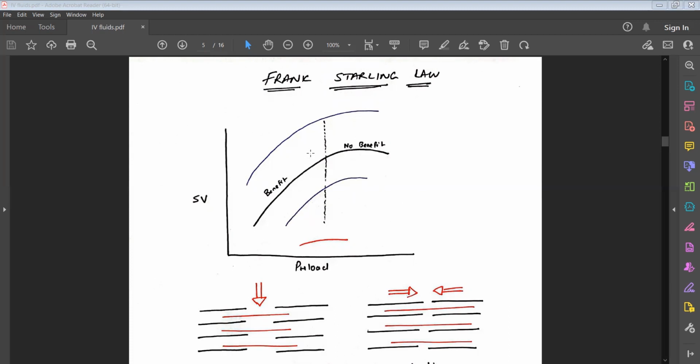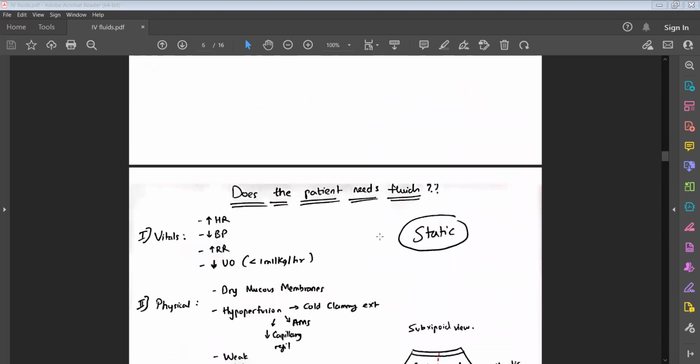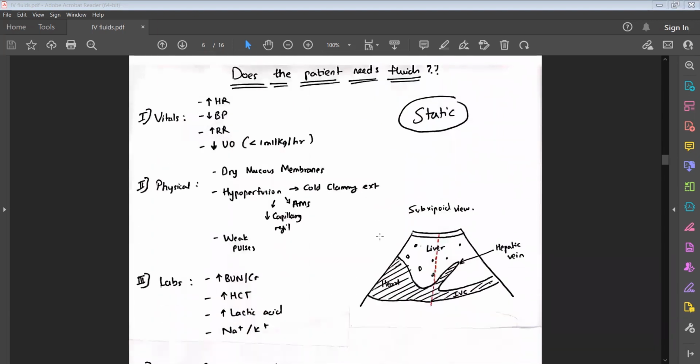Now, there are two different types of indices, that is the static measurements and the dynamic measurements. Static measurements tell you where the patient stands at one particular point in time on their fluid responsiveness. The dynamic measures are better, but they have a certain criteria. Now, what are static measures? Does your patient need fluids will depend upon two things. Over here, I'm going to discuss the static measures.